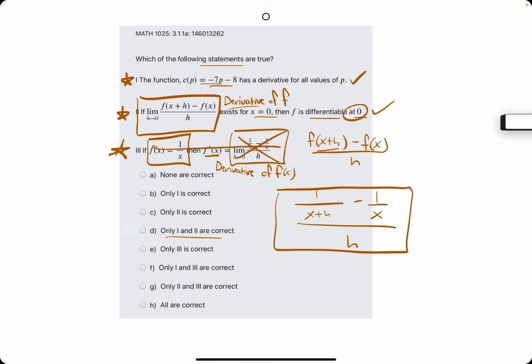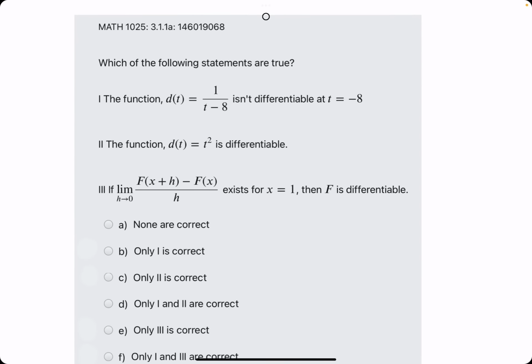Looks like 1 and 2 are correct. Break out the eraser to see that D is our answer. Let's go ahead and do one more. The function 1 over t minus 8 is not differentiable at t equals negative 8. So what we check for is when we plug in negative 8, do we get 0 on the bottom? It's kind of close, but in fact we get negative 1 over 16, which is still defined. So it is differentiable at negative 8, but not differentiable at positive 8. If we plugged in positive 8, we would get 0. If it had said positive 8, it would be a true statement, but instead it's false.